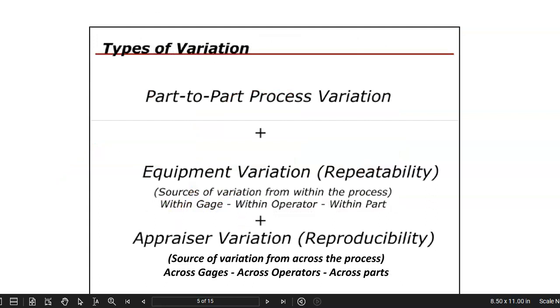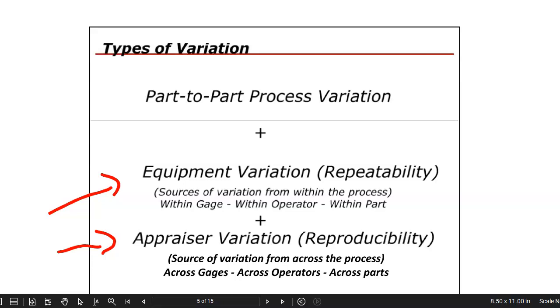So in many measurement system analysis studies or experiments, we're trying to determine, can we measure the same phenomena over and over again consistently? Frequently, when we run into problems, it's due to equipment variation or appraiser variation. Equipment variation we often call repeatability. Appraiser variation we often call reproducibility.